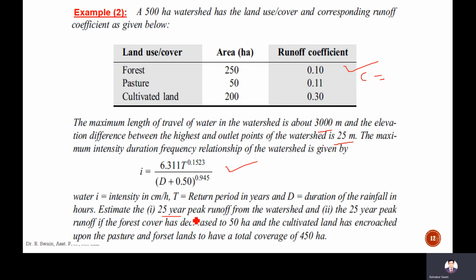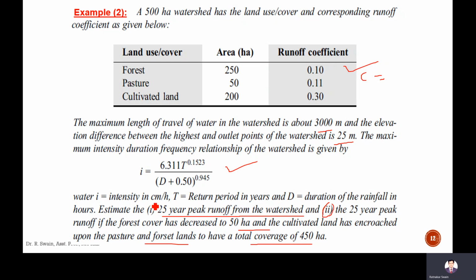Estimate the 25-year peak runoff from the watershed, and the 25-year peak runoff if the forest cover has decreased to 50 hectare and cultivated land has encroached upon the pasture and the forest land to have a total coverage of 450. This means cultivated land is increased and forest cover is decreased in the second part.